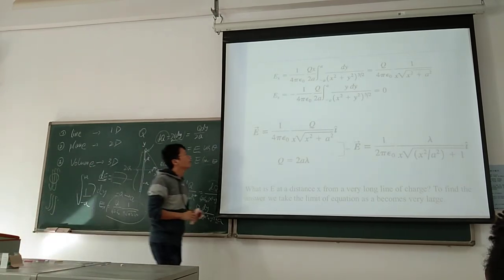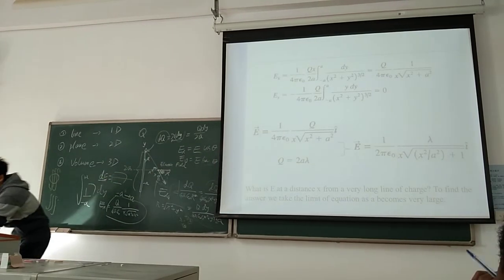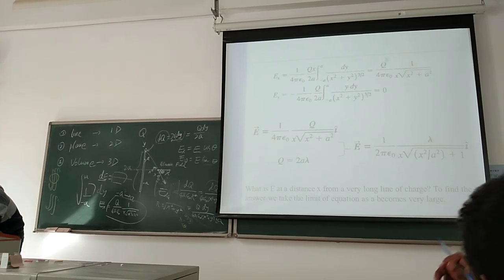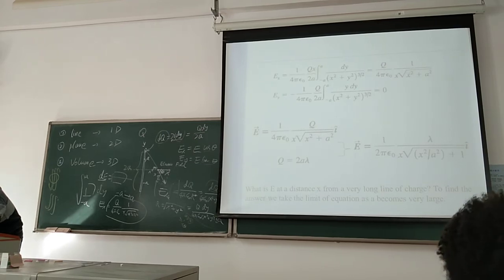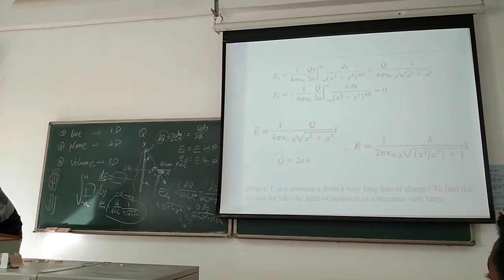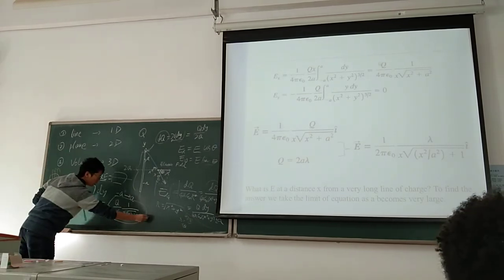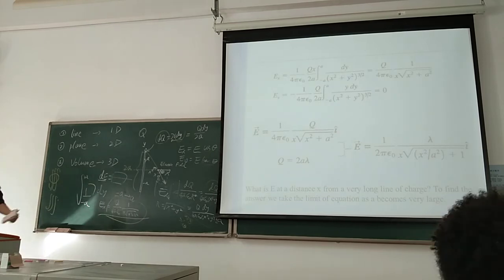In this equation, no matter the 4 pi epsilon 0 or the large Q or the x and the a, all the parameters are constant, because the Q is given by the question, and the x is given by the question, and the a is given by the question. So it seems complex, however, that is a constant. So the dx is known by this equation, and the final Ey equals 0.